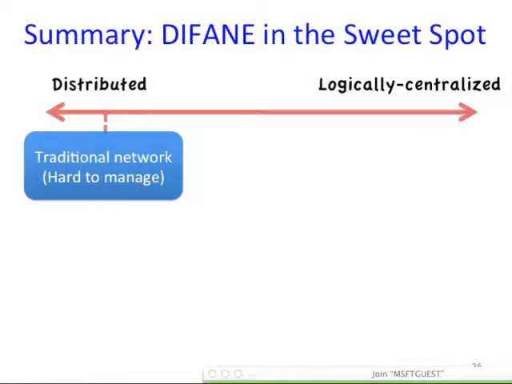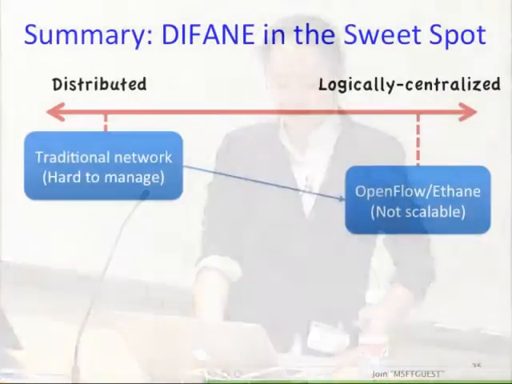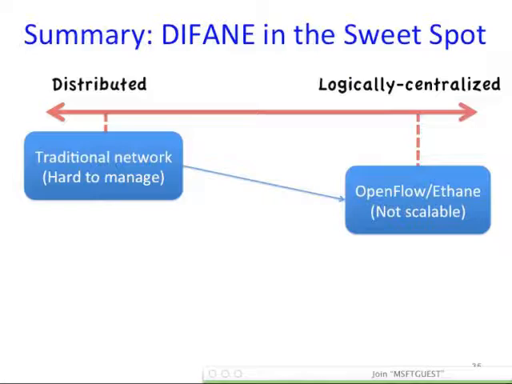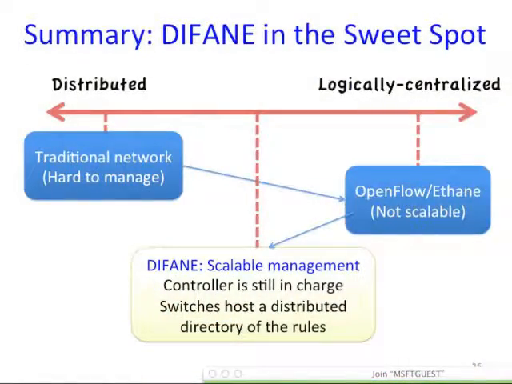So in summary, let me use these slides to summarize what DIFANE does. Basically, traditional networks are totally distributed, but it's hard to manage. And this new architecture comes from OpenFlow and Ethane that used a logically centralized controller, so it's easy to manage, but it's not scalable. And what DIFANE hopes is to pull back this trend a little bit. In DIFANE, the controller is still in charge, so it's still easy to manage. But now the switches are hosting a distributed directory of rules, so it's more scalable.